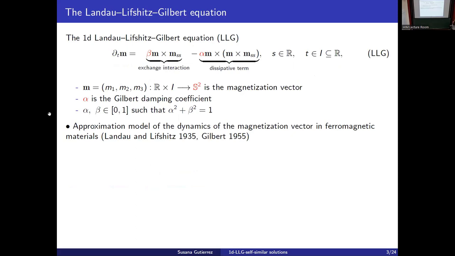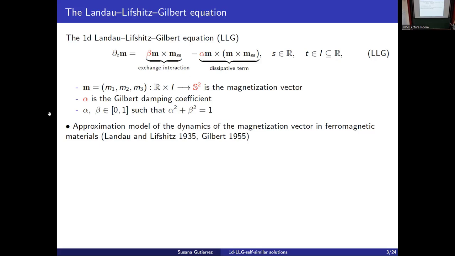The LLG equation is a coupled system of nonlinear equations. The unknown is a vector valued function that takes values on the unit sphere, and is the magnetization vector or spin vector. And the LLG equation provides the time evolution of the unknown in terms of two terms. The first term is the so-called exchange interaction. The second term is the dissipative term. The cross product there is the cross product in R^3. And there are two constants here called the exchange constant and the Gilbert damping constant that account for the interaction between the exchange of energy and the presence of this dissipation.